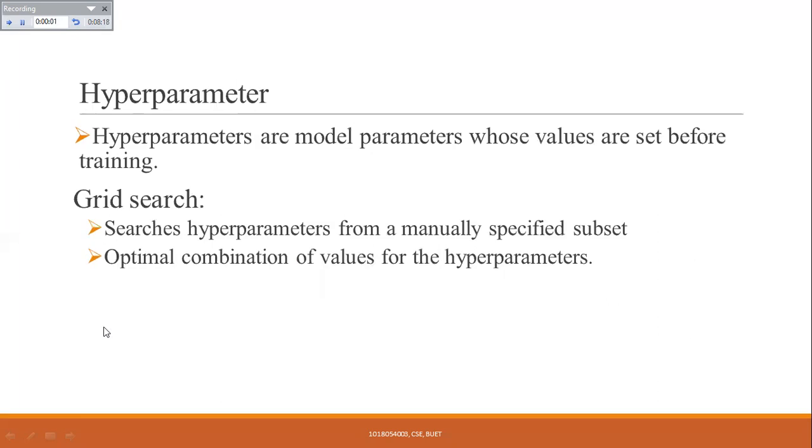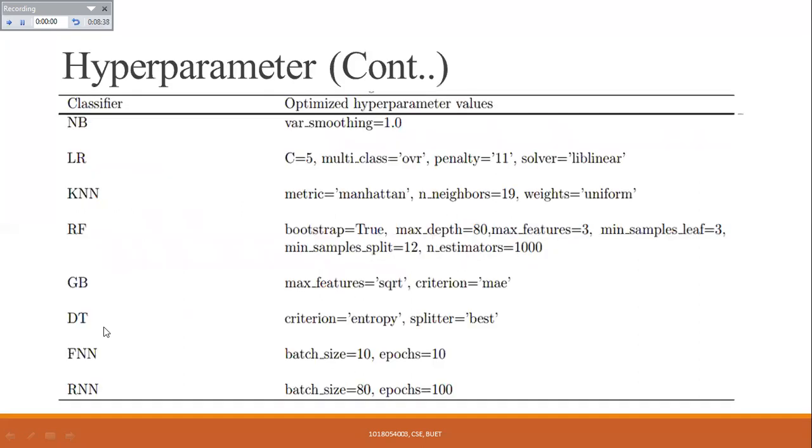For the hyperparameter tuning, we use grid search method. Grid search method actually finds the best parameter from a manually specified subset and provides the optimal combination of the hyperparameters that actually provides the best performance. This is the hyperparameter value we use for our model training.